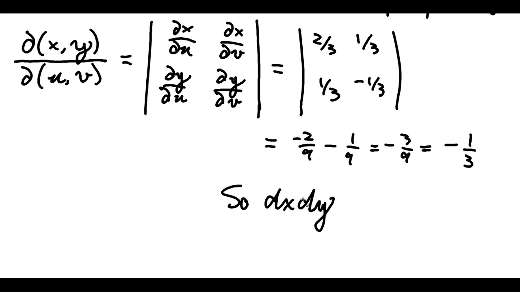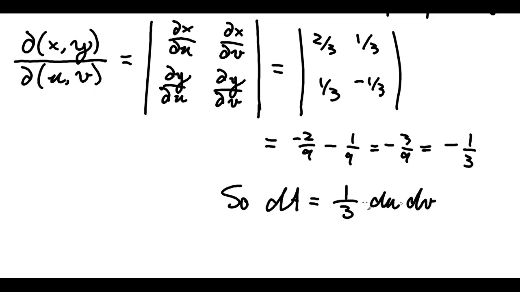dA, or dx dy, actually we weren't given dx dy, we were just given dA, so let's write it this way. So dA is equal to, we want to take the absolute value of the Jacobian. If it comes out negative, we make that positive, so we get 1/3 du dv. So this dA that would be our dx dy is 1/3 du dv.